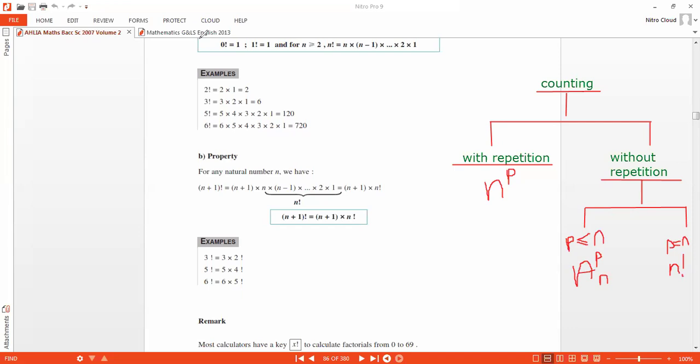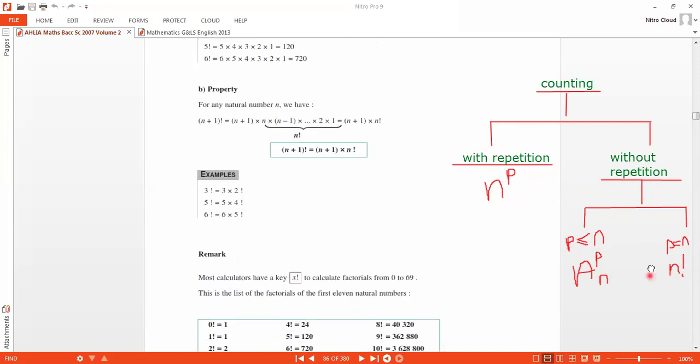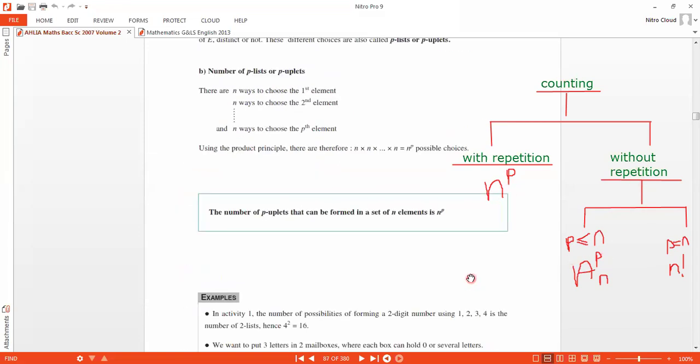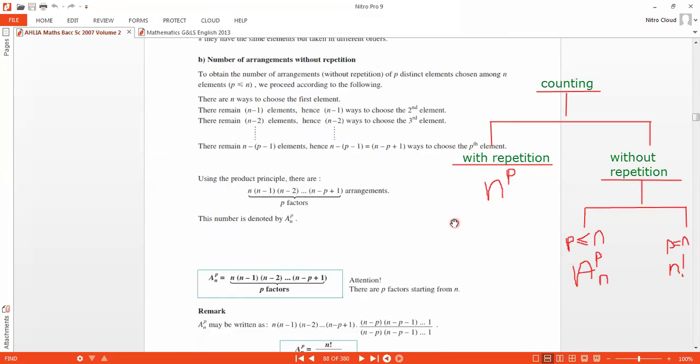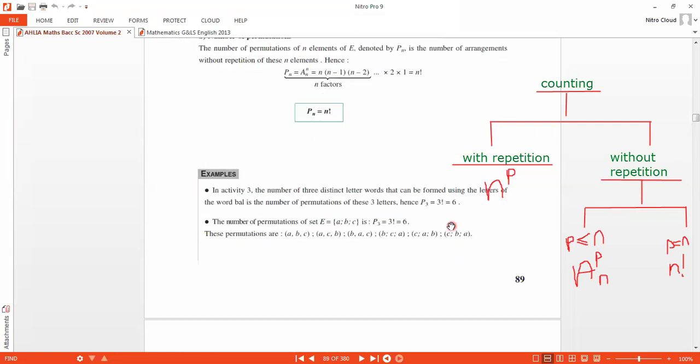That's our whole lesson. So whenever you read the question, you ask yourself, do we have repetition or we don't have repetition? If we have repetition, then directly it's n to the power p. If we don't have repetition, then I ask myself if I'm getting values less than the total or equal to the total. If it's less than the total, I use APN. If it's equal to the total, I use n factorial. Let me start with some of the examples. I'm going to go directly. So this map summarizes all these cases that you are going to see here.